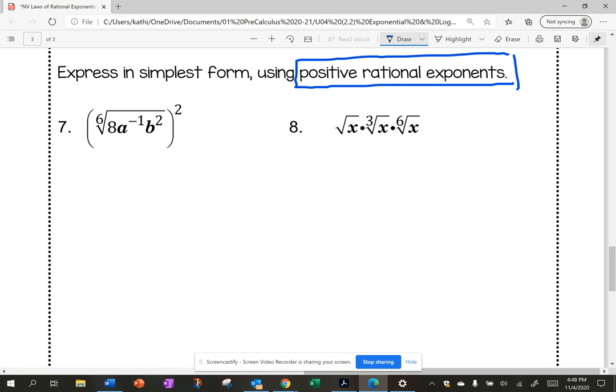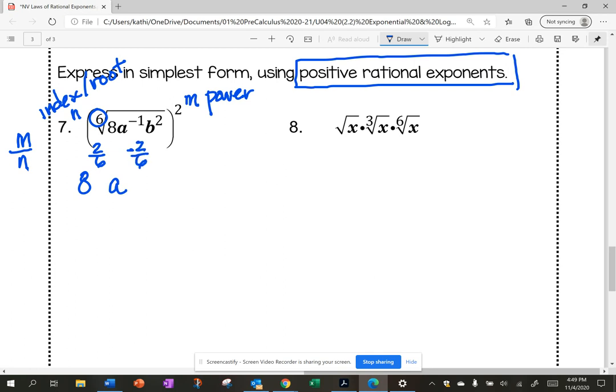Okay, so number 7, just to remind me, 2 here is m, my power. And 6 here is n, my index or my root. So I'm going to write everything as the power over the root. So the power is outside, so it applies to everything on the inside. So this is 8 to the 2/6 power times A. Now this is power to power, so it's negative 1 times 2, so that's negative 2 over 6. And we also have power to power one more time, so that's 2 times 2 is 4 over 6.